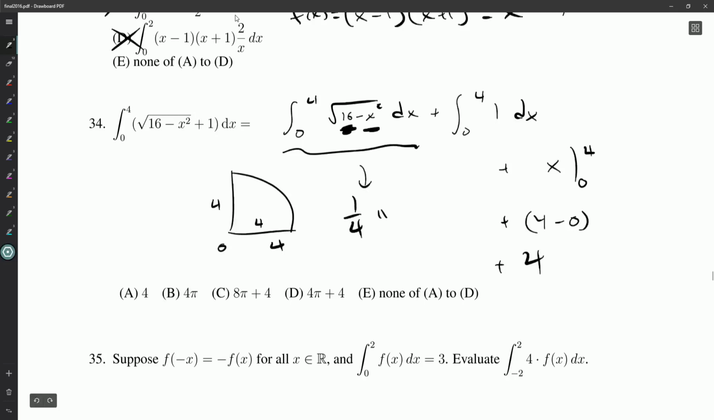So 1/4 pi r squared. R is my radius. 4 is my radius. So we'll get 16 by 4. So that's 4 pi. And we add 4. So 4 pi plus 4. That's an answer of D.